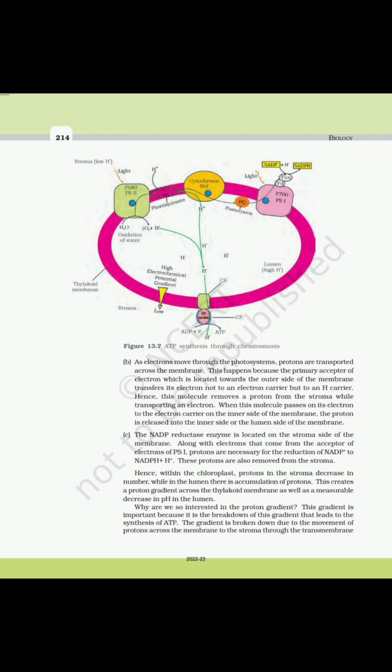See, the NADP reductase enzyme is located on the stroma side of the membrane. Along with electrons that come from the acceptor of electrons of PSI, protons are necessary for the reduction of NADP+ to NADPH.